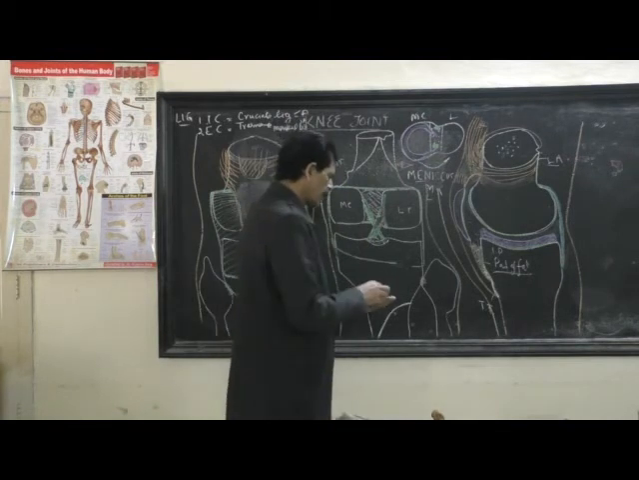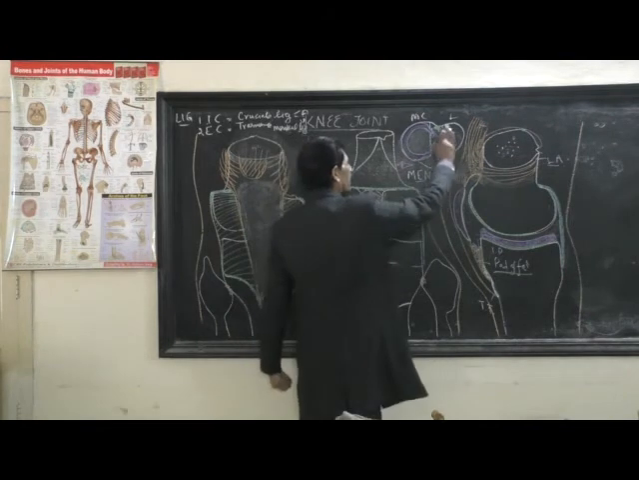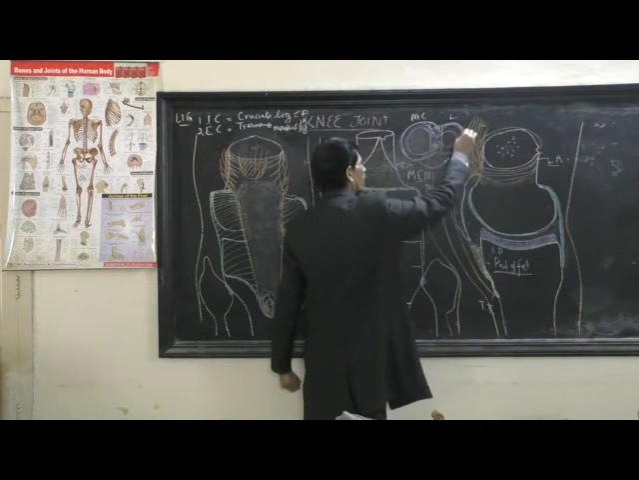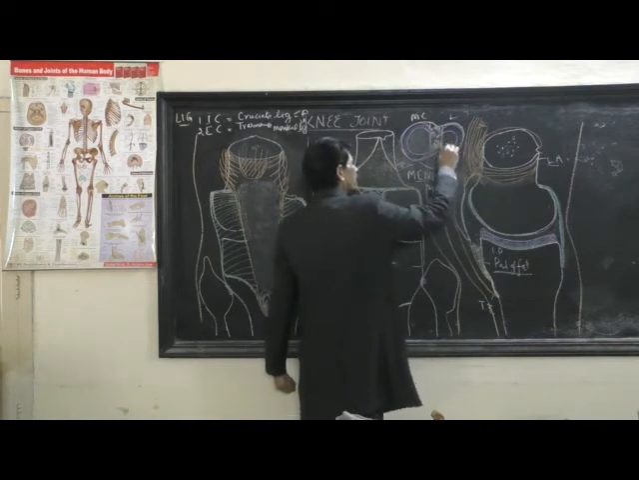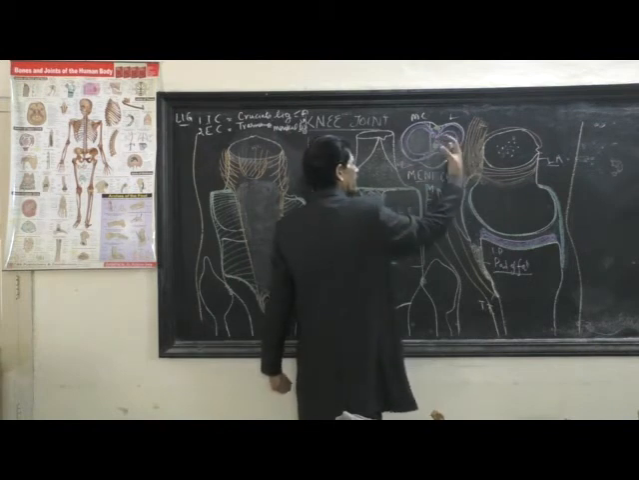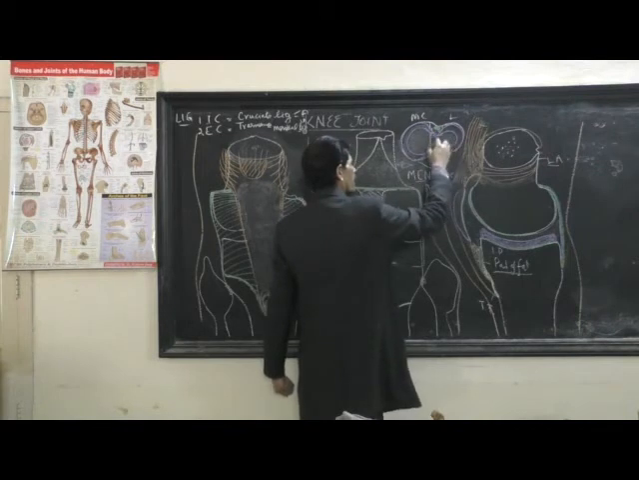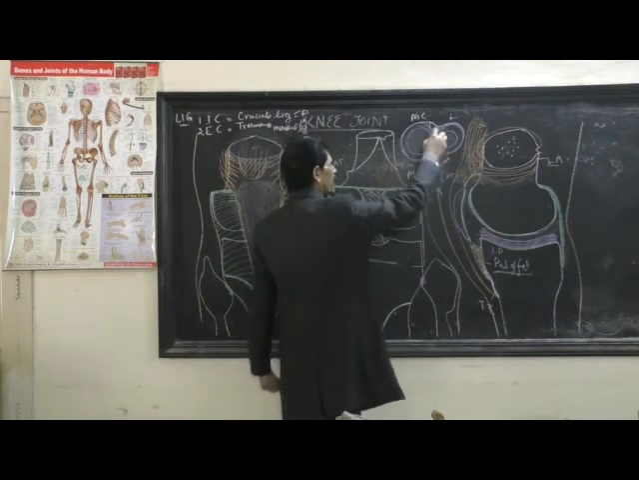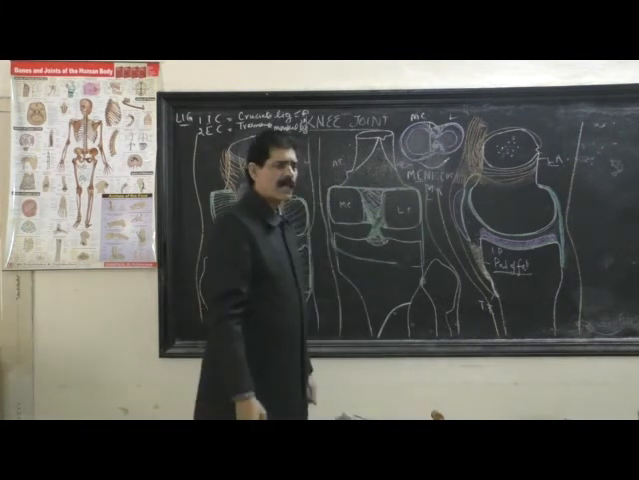Then the lateral meniscus is smaller because of the small size of the lateral tibial condyle. So the meniscus is also small, and it resembles the alphabet O. It is O-shaped. It also has an anterior horn and a posterior horn, attached to the intercondylar area. So in this way, two horns of the medial meniscus, two horns of the lateral meniscus, and two cruciate ligaments, six structures in all, are attached to the intercondylar rough area.